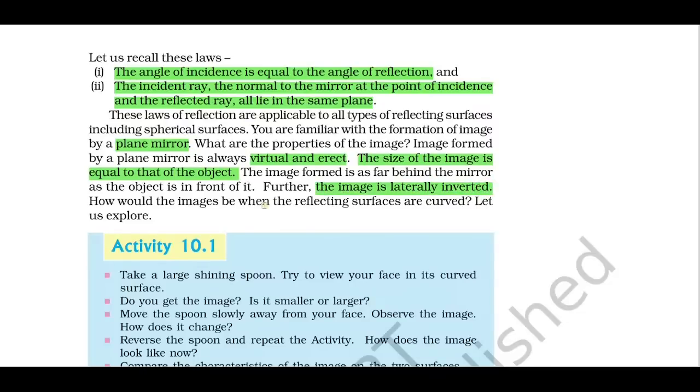If they ask you to write the properties of the image formed by the plane mirror, the properties will be: the image formed by the plane mirror is virtual and direct. The size of the image is equal to the size of the object, and the image is laterally inverted. The image is formed as far behind the mirror as the object is in front of it.